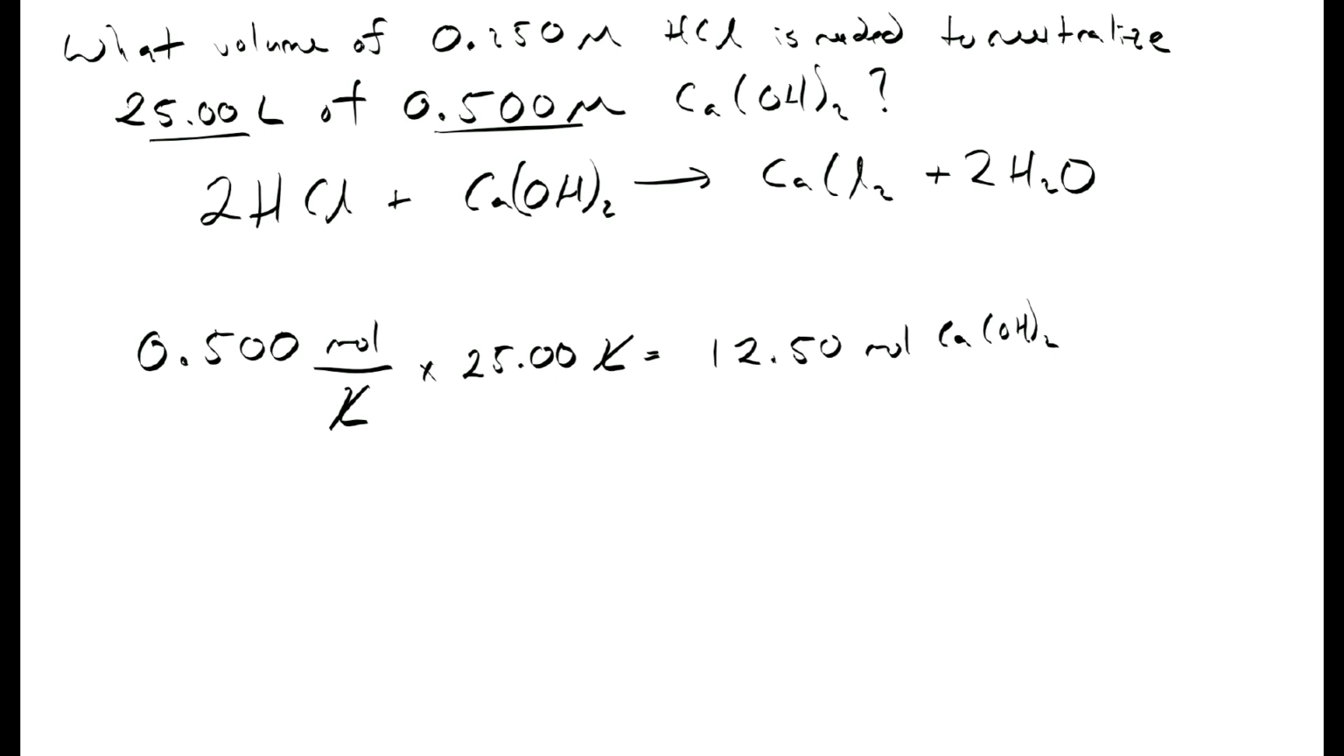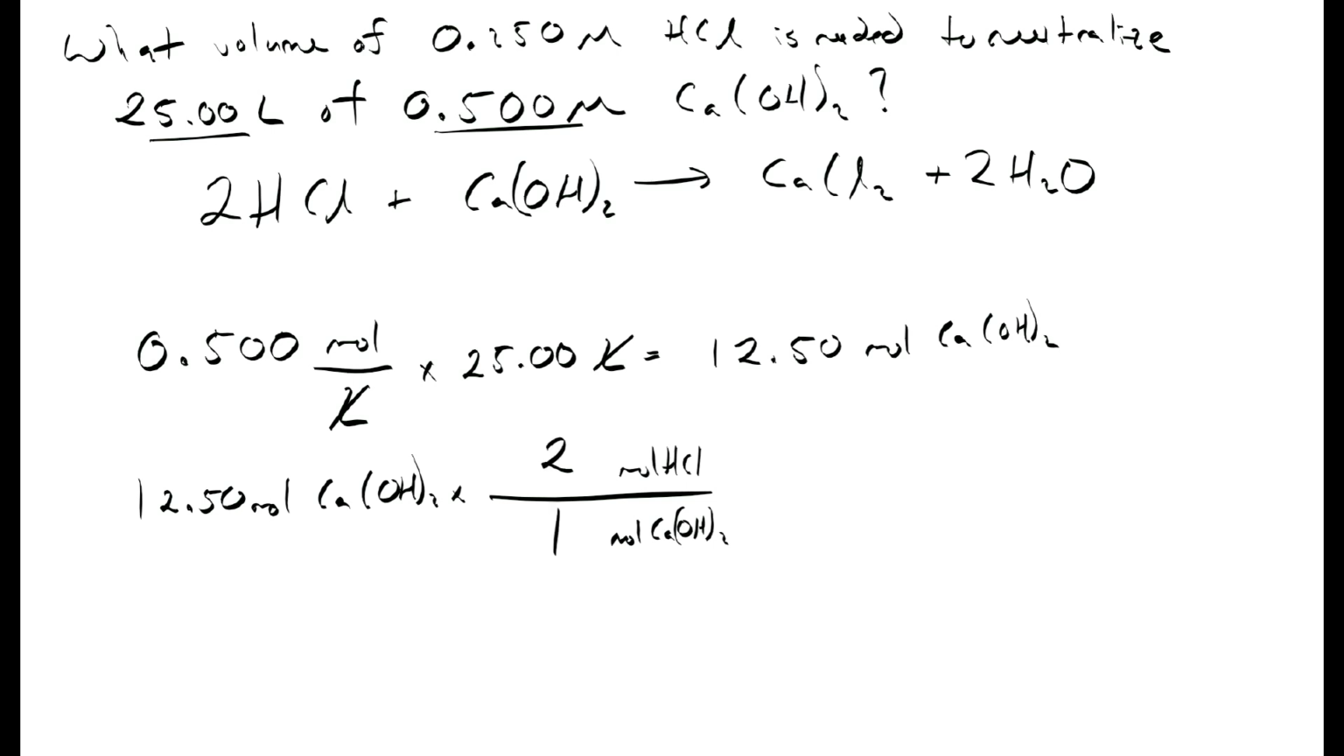Now we're going to have to do a stoichiometric conversion to get to moles of hydrochloric acid. Everything goes through moles. So 12.50 moles calcium hydroxide times moles HCl per moles Ca(OH)2. Where you're going to goes on top. It's a 2-to-1 ratio. So that gives us 25.00 moles of HCl.